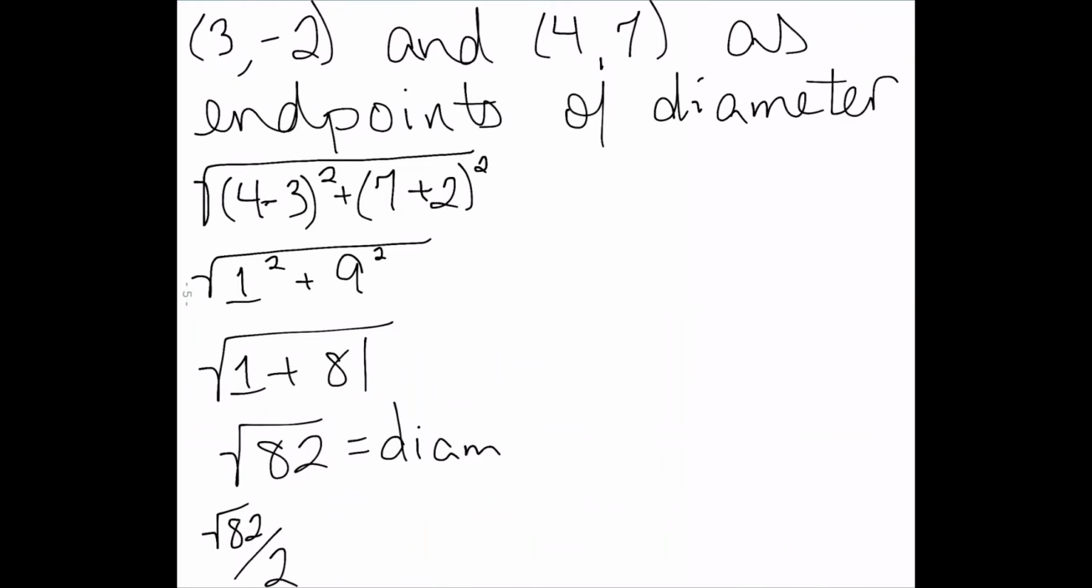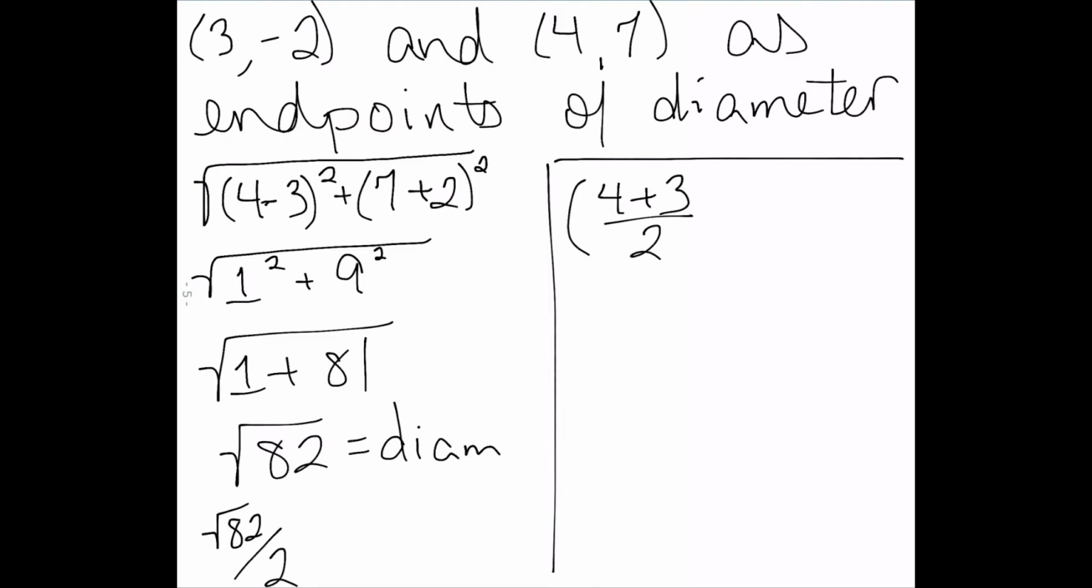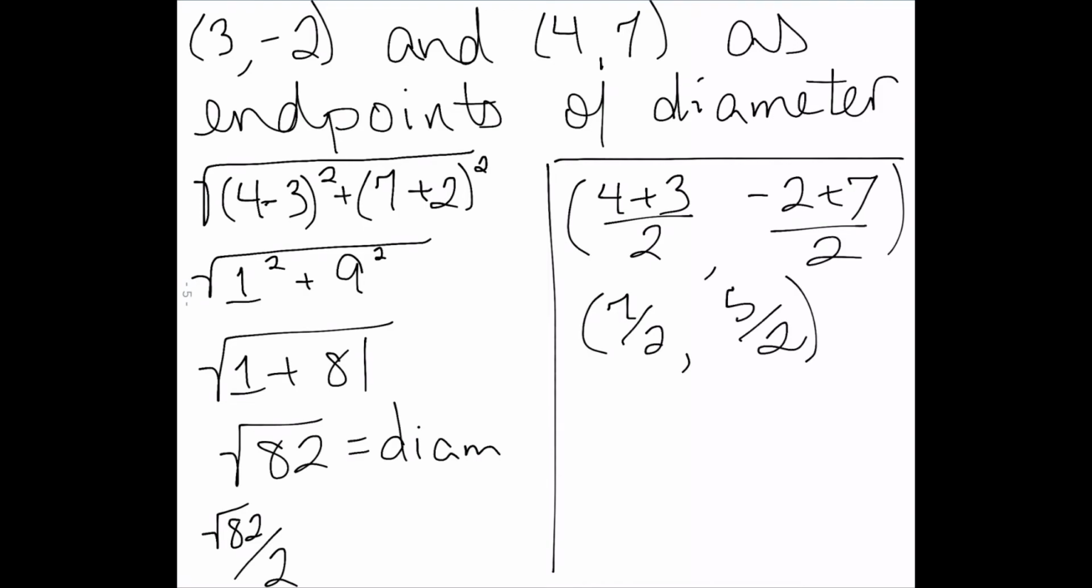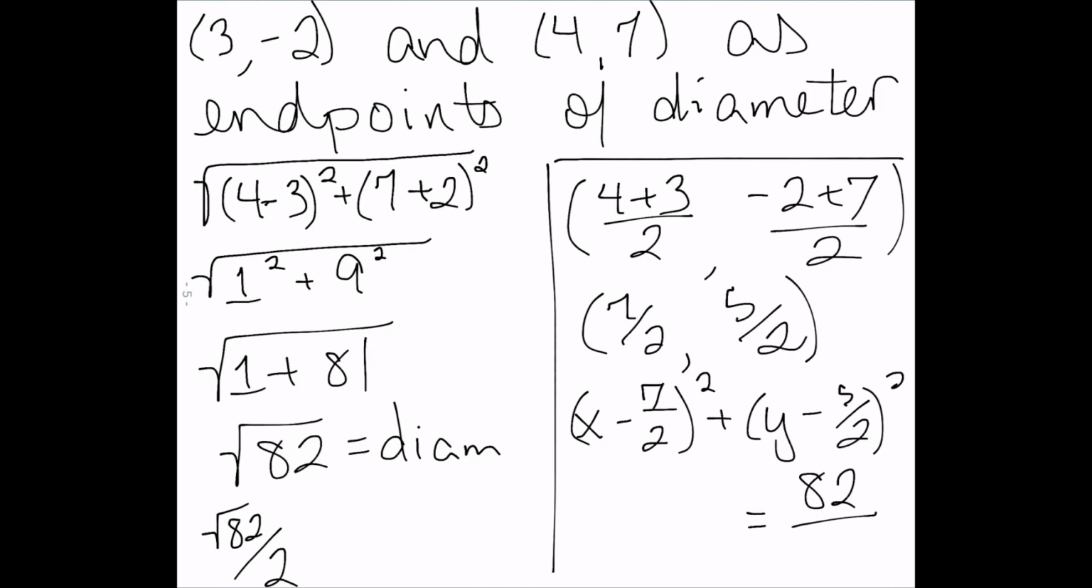Now that we have the radius, let's look at the center. And the center is going to be the midpoint of these two points. So we'll add up the x's, divide by 2, add up the y's, and divide by 2. So we have the center as (7/2, 5/2). So now my equation, I have (x - 7/2) squared plus (y - 5/2) squared is equal to my radius squared. The square root of 82 squared is 82, and the square of 2 is 4.